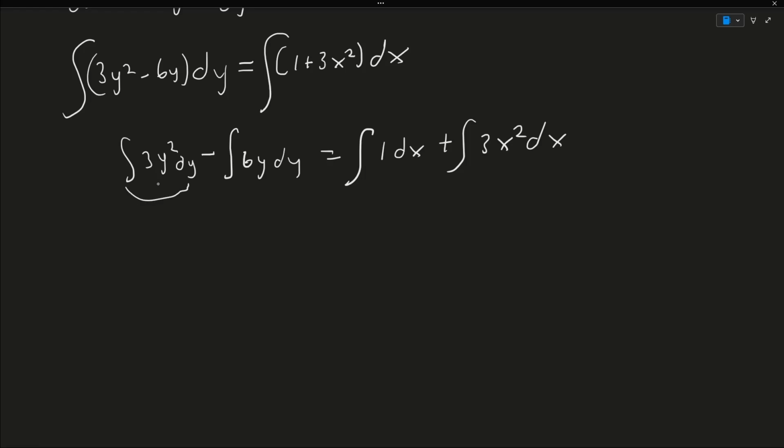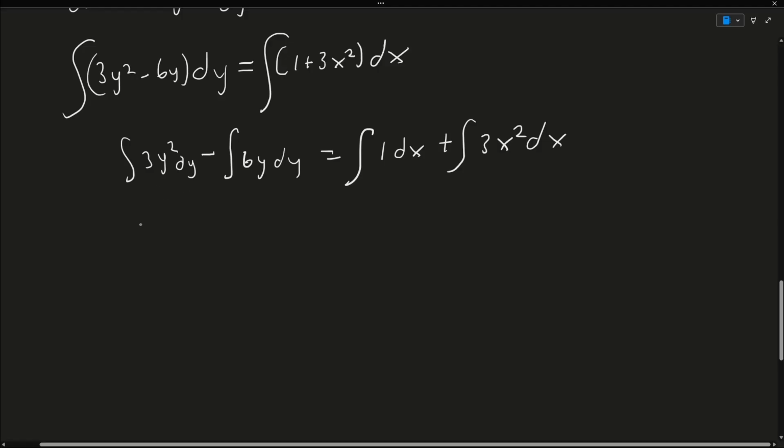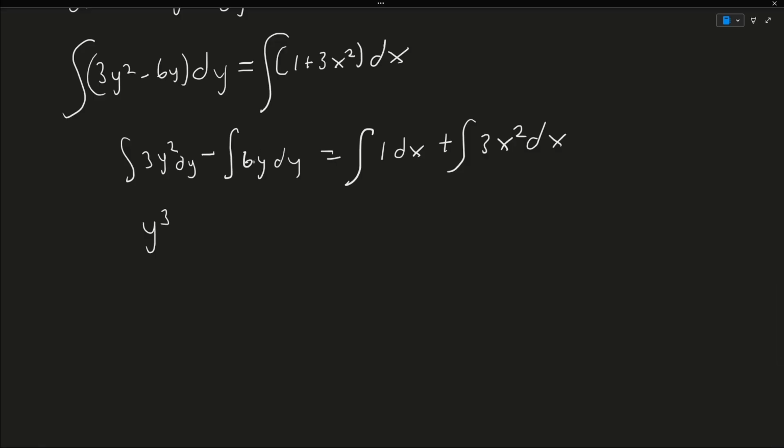So the integral of 3y squared with respect to y is y cubed. This integral would be y squared over 2, but we have 6, so it will be 3y squared, because 6 over 2 would be 3. The integral of 1 dx will be x, and the integral of 3x squared is x cubed, and don't forget your plus c.